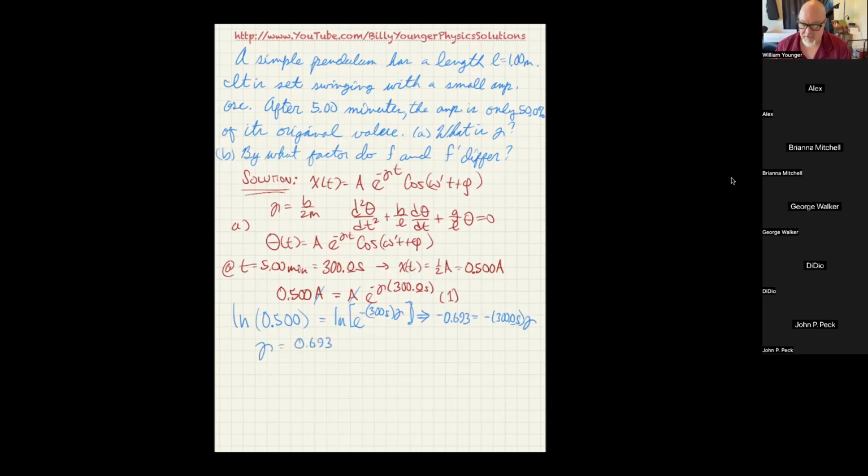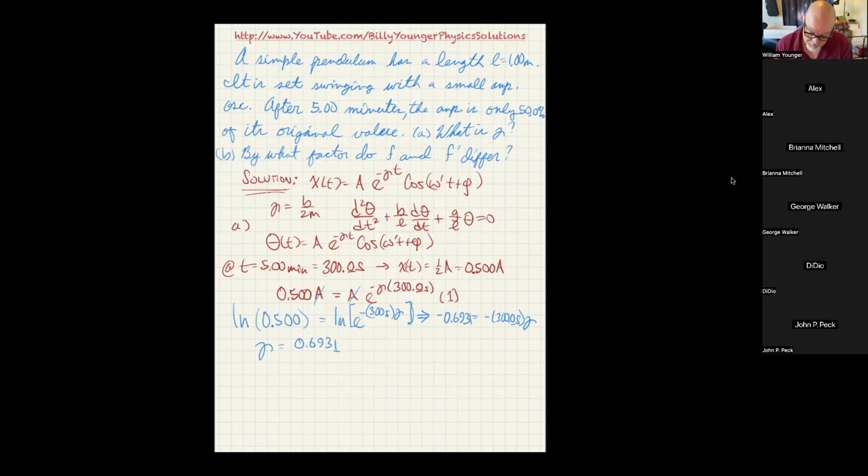0.693. Technically, I should probably use another sig fig. I don't recall the next sig fig, but I can do that real quick. Let's say ln 0.5 is 0.6931. So I'll add another sig fig, one. So that's one extra sig fig. So I don't feel so bad about what I'm doing.